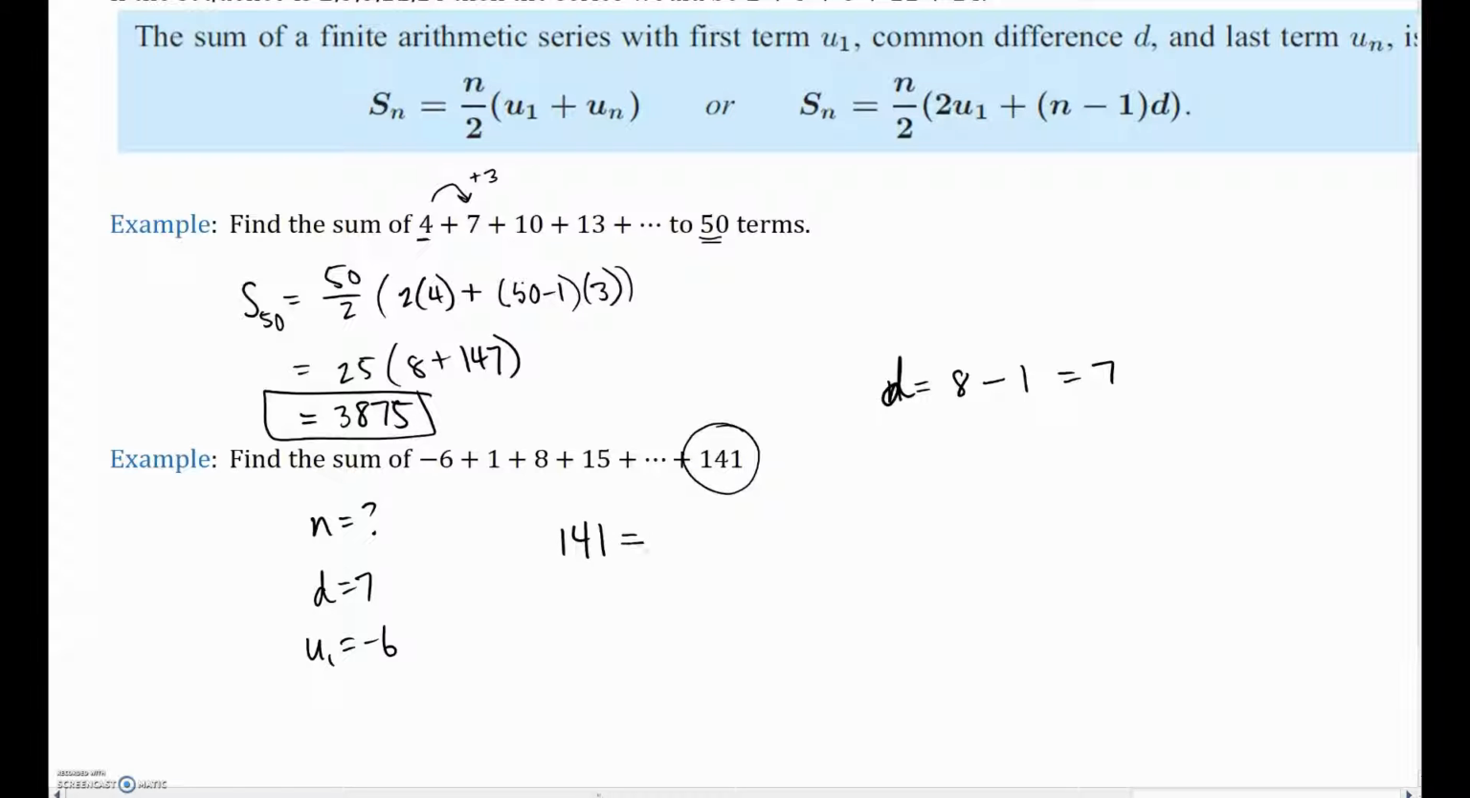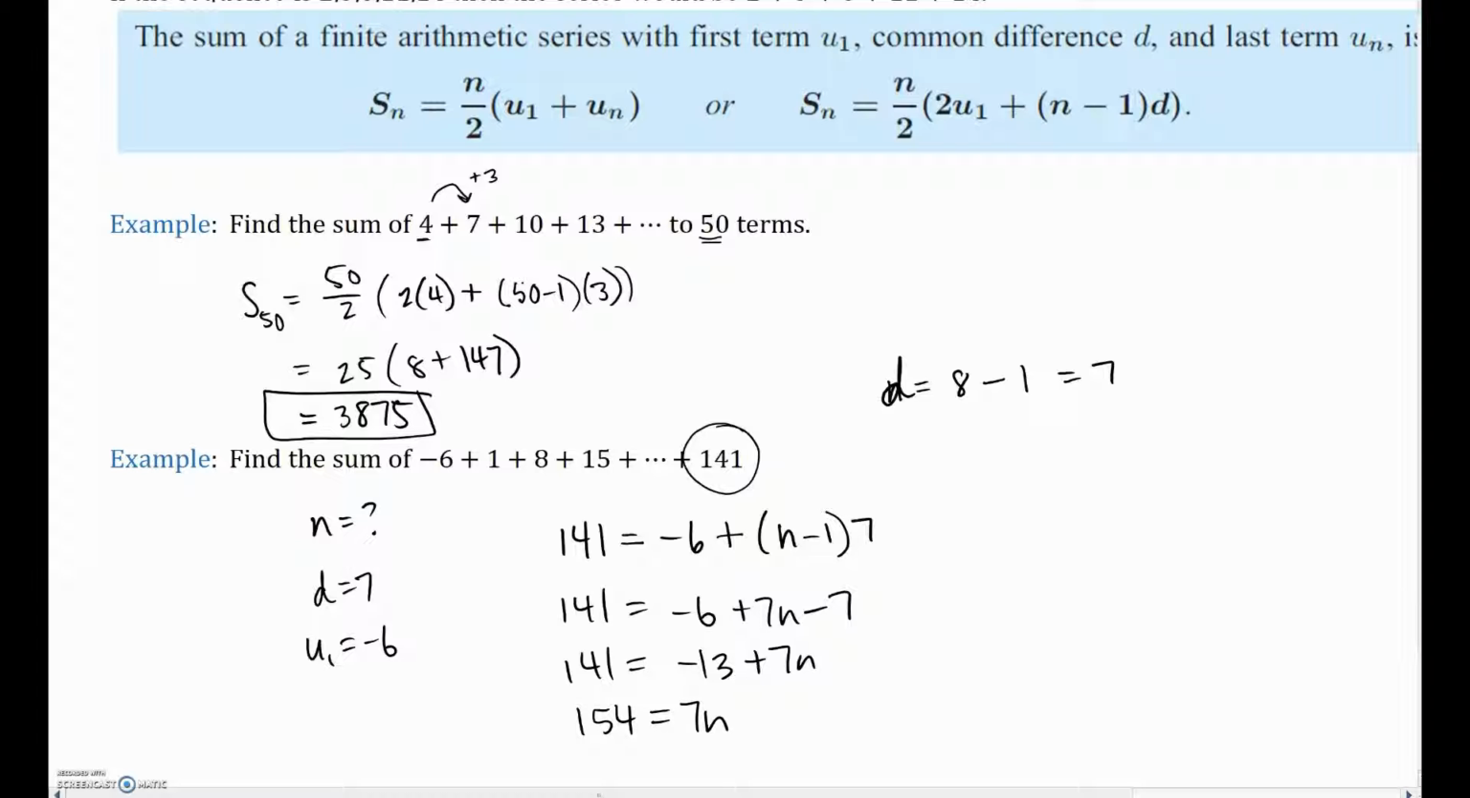141 would have to be the first term, negative 6, plus n minus 1. I don't know n, but the common difference is 7. So I can say 141 equals negative 6 plus 7n minus 7, or 141 equals negative 13 plus 7n. 154 is equal to 7n, and then I can divide both these by 7, and I can get n is equal to, what is that, 22? I'm feeling 22. All right, and then now I can add that up.